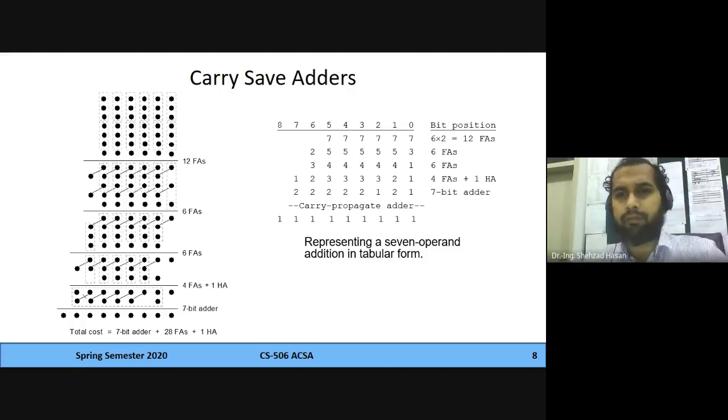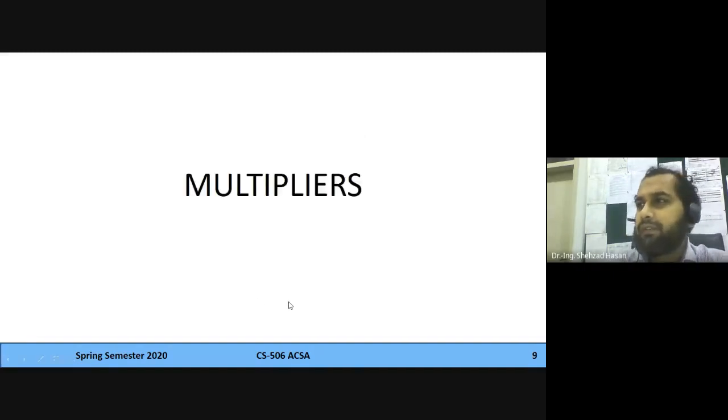Okay, so we finished with the adders, and let's continue with our next topic, which is multipliers. After adders, we are going to go for multipliers and then dividers, and then we are going to go for the floating point addition, subtraction, and multiplications.